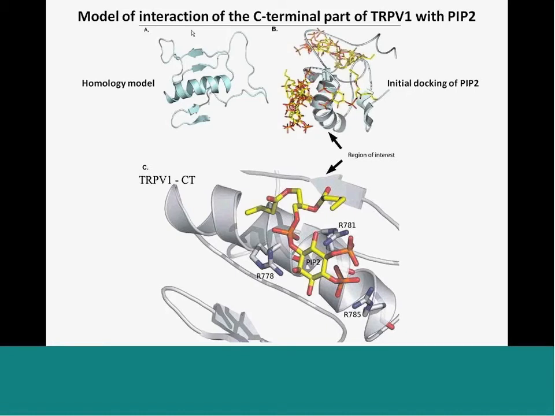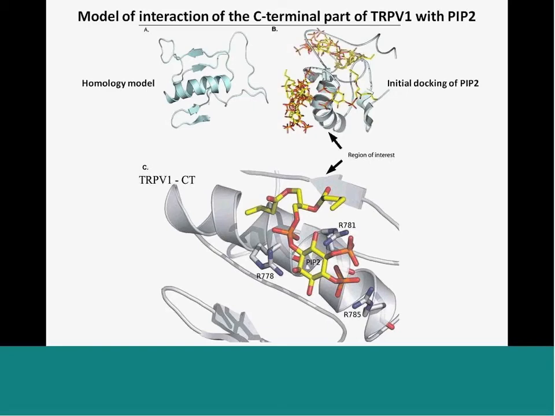So we could recognize there are several sites for interaction of the PIP2 molecule, but in the lower part of the panel, we can see that the PIP2 molecule is fundamentally bound to the specific helix in this protein, and this helix makes some triad of the arginines, the arginines 778, 781, and 785, and the side chains of the arginines are able to bind the negative charges on the PIP2 molecules.